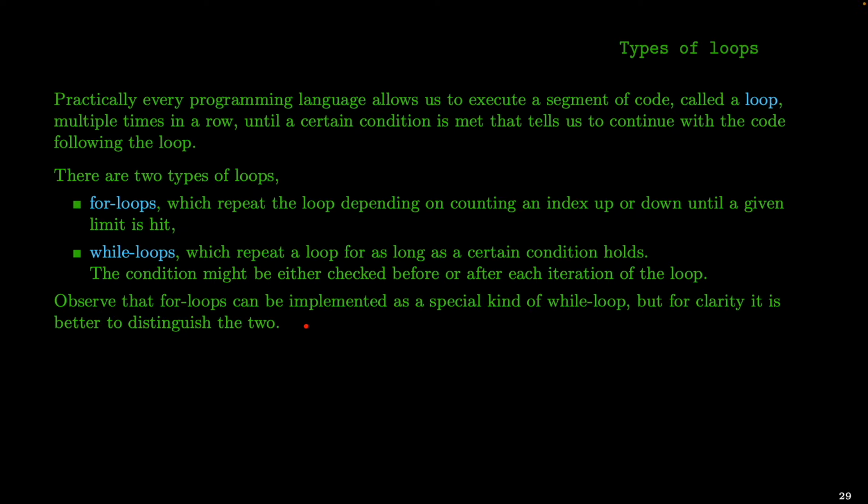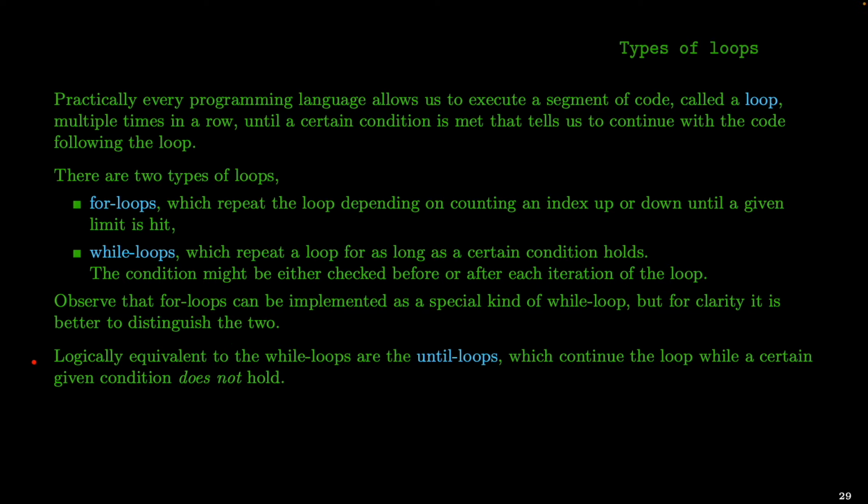We can implement for loops as special kinds of while loops, but for clarity, I think it's better to distinguish the 2. And we can formulate while loops in a logically equivalent way by making them into until loops. Here we perform the loop iterations while a given condition does not hold. So we say perform the loop until something holds, and as long as that something does not hold, we will be in the loop.